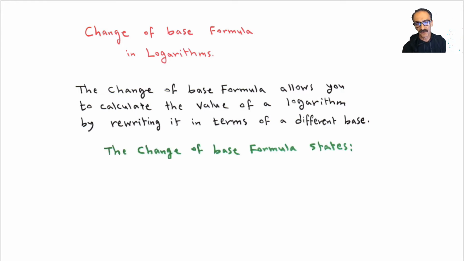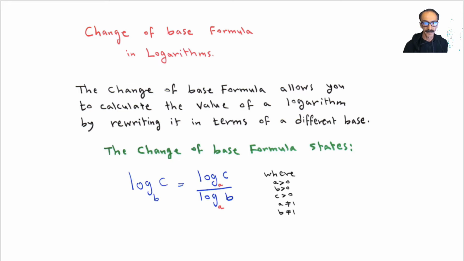The change of base formula states log c base b becomes log c over log b with a new base now called base a. As I said, for convenience, we're going to pick log base 10 instead of a, where a is greater than 0, b is greater than 0, and c is greater than 0, and a cannot equal 1 and b cannot equal 1.